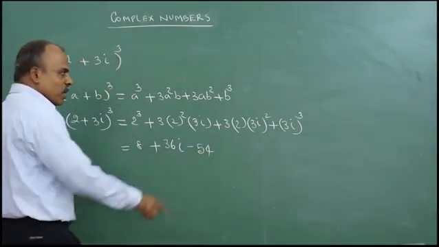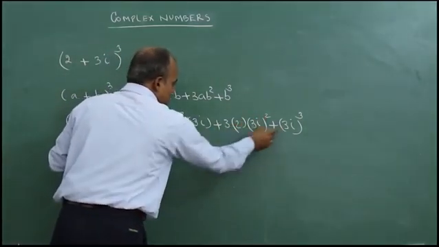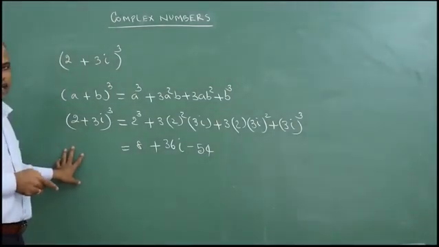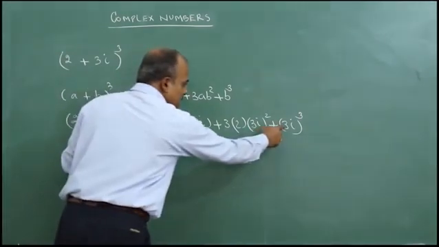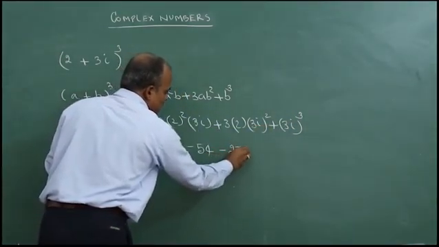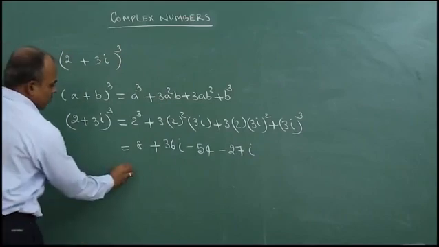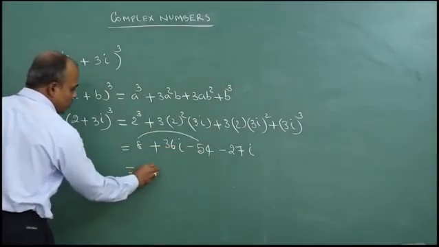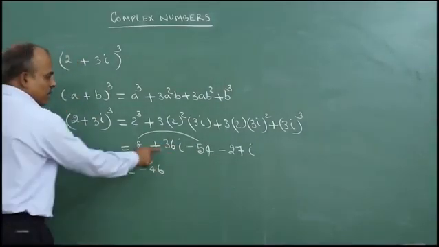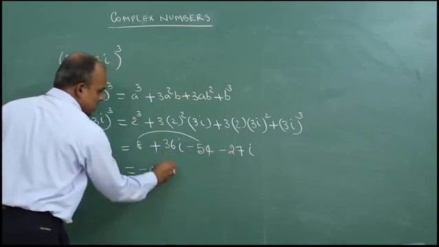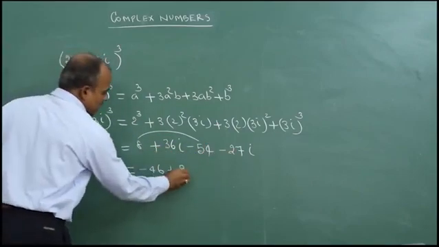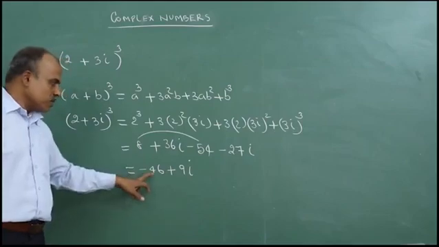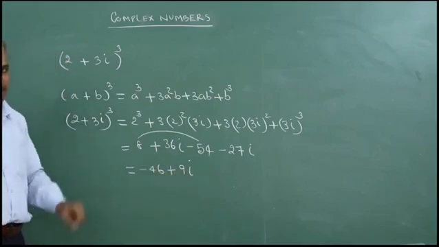There is no imaginary part in this particular term. i square is minus 1, plus 3 to the power of 3 into i cube. What is i cube? i square into i, that is equal to minus i. So minus i into 3 cube, which is 27, so minus 27i. Now add real and real: 8 minus 54 is equal to minus 46, plus 36i minus 27i, which is equal to plus 9i. So (2 plus 3i) whole cube is equal to minus 46 plus 9i.